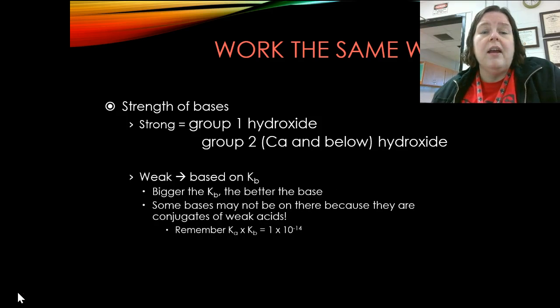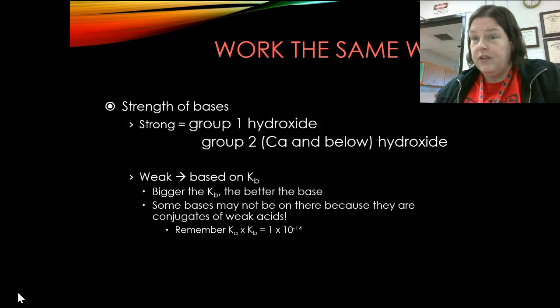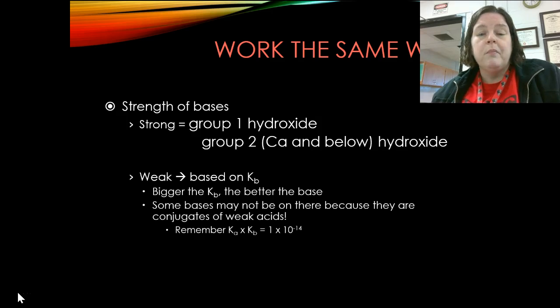Weak are based upon Kbs, just like we were based upon a Ka. So a Kb is the opposite of Ka. It's the base part of it. So these are Kbs because they're bases. The bigger the Kb, the better the base. Some bases may not be on there because they are conjugates of weak acids.